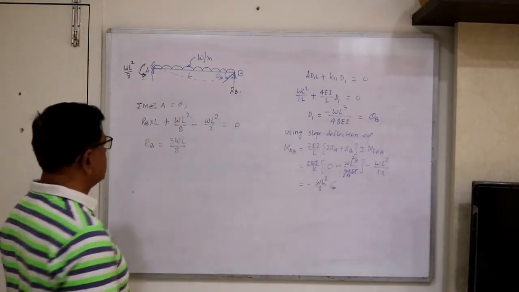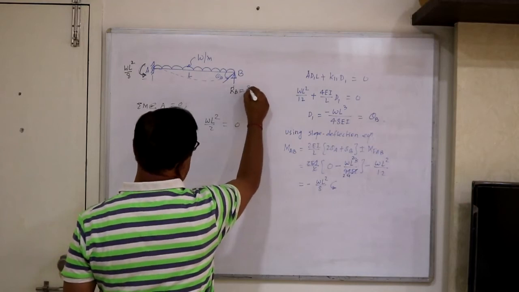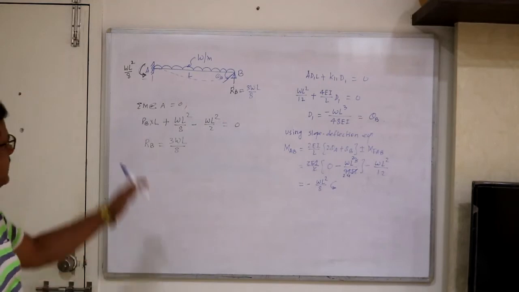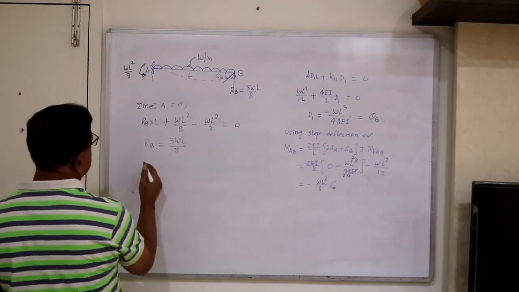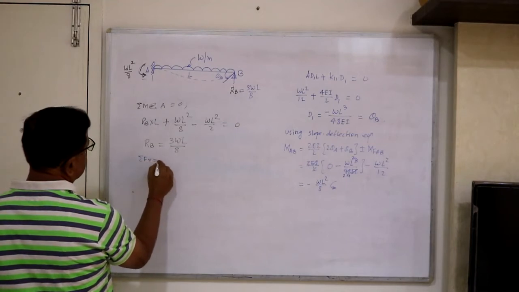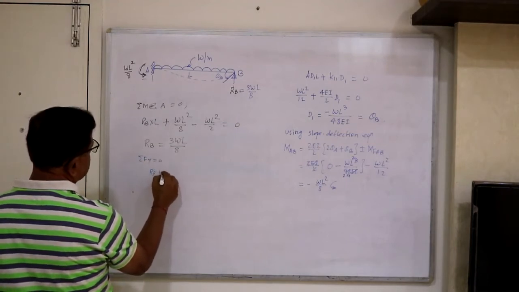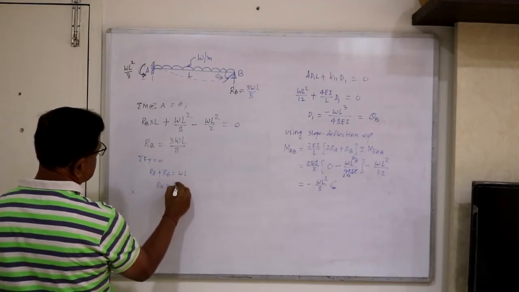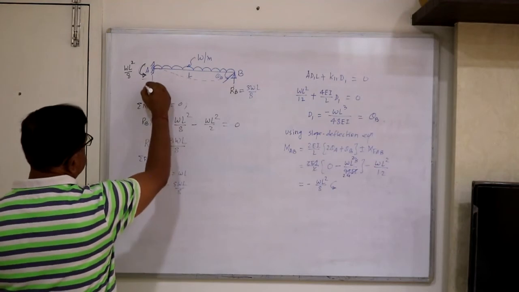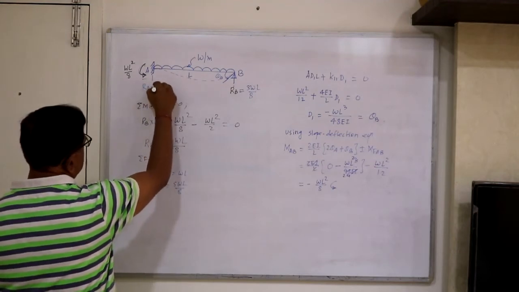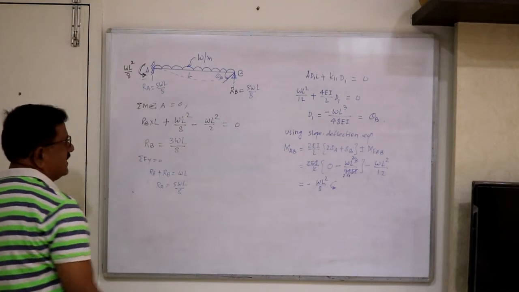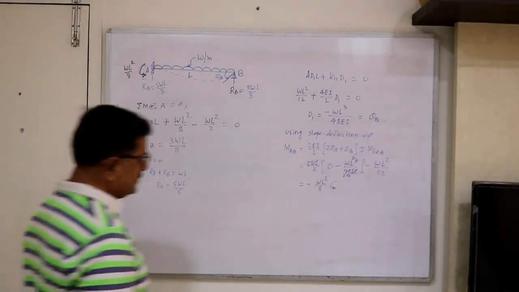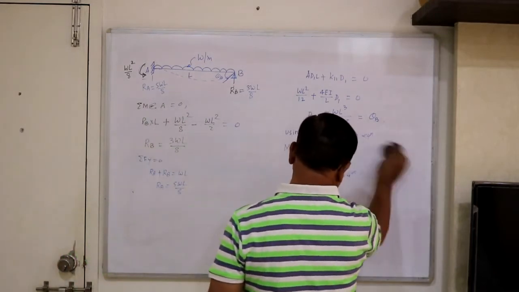And we know this further because we have solved already. This is 3WL by 8. Now we can construct SFD and BMD as usual, and for RA use summation Fy equal to 0, RA plus RB equal to WL. So RA you will get 5WL by 8. With these reactions and end moment, you construct SFD and BMD.